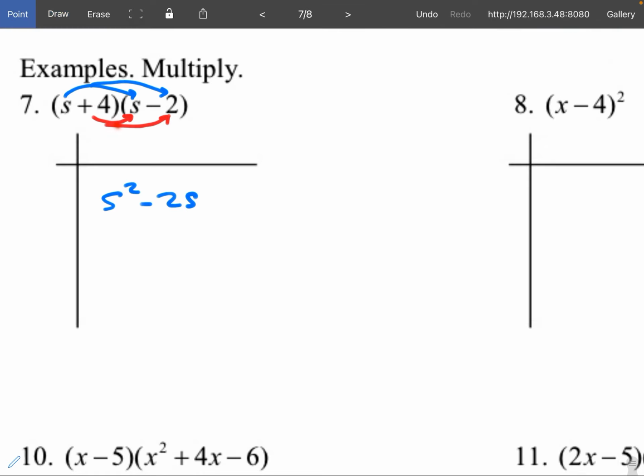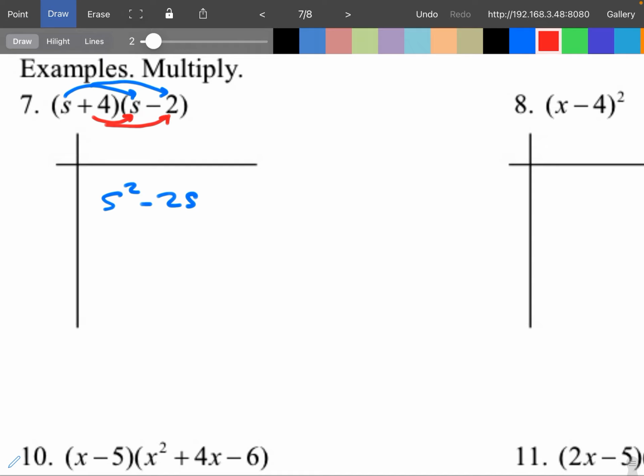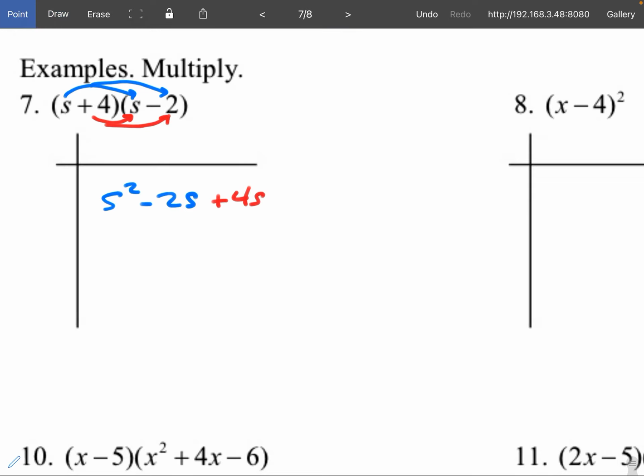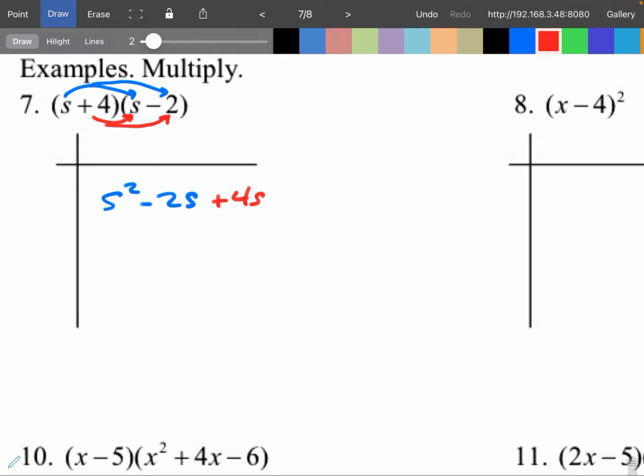All right. Then in the red there, we're going to do the positive 4 times this S. What's that? Yep, plus 4S. Good. That's a positive 4S. And then finally, we'll do the positive 4 times the negative 2. That's a negative 8. So since it's a negative 8, we write minus 8.